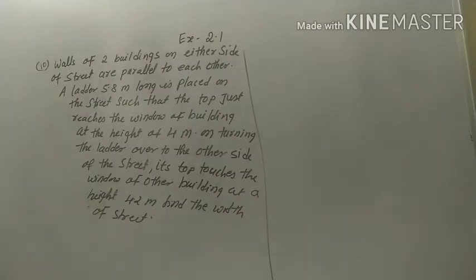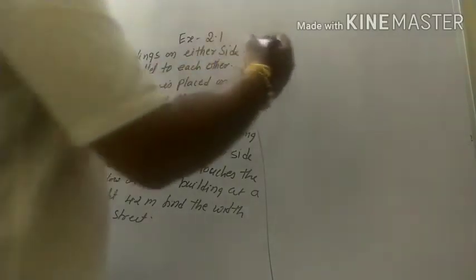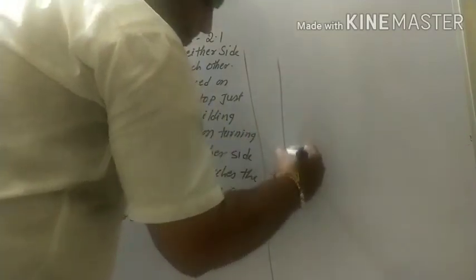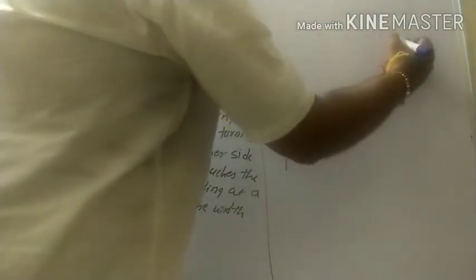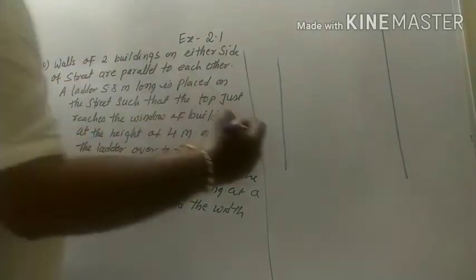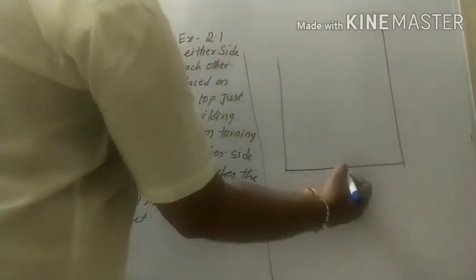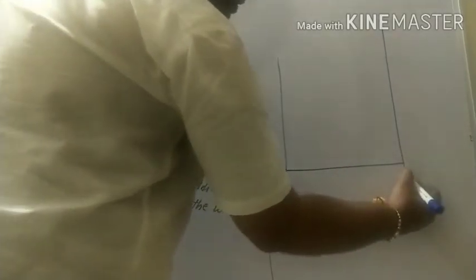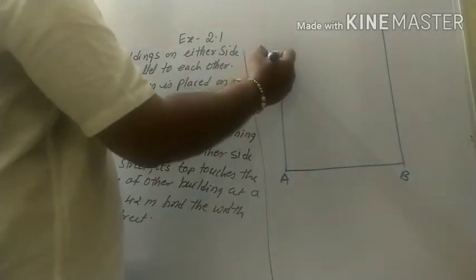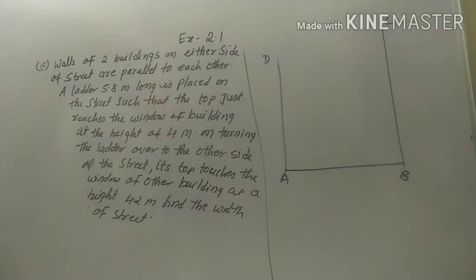Walls of two buildings on either side of a street. We represent this diagrammatically. This is building number 1 and this is building number 2. Both the buildings are on either side of the street. This is the street. AB is the street, AD is the first building and BC is the second building. Now, what's the condition? Walls of two buildings on either side of a street are parallel to each other.